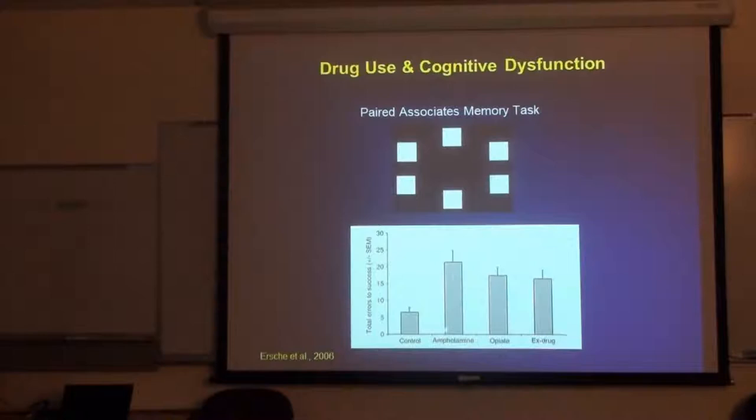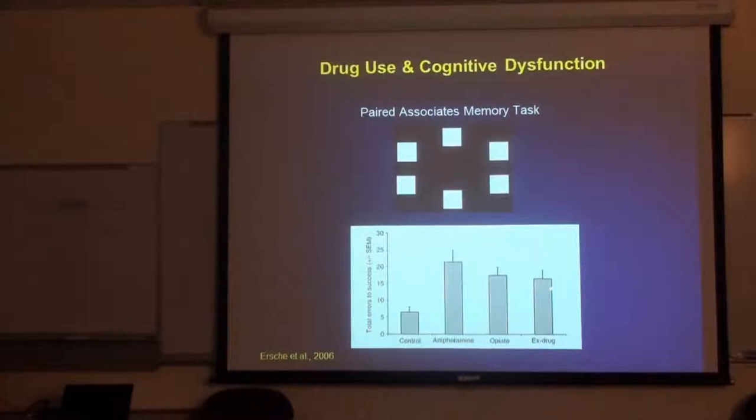These individuals who have a history of amphetamine abuse show a significantly higher number of errors. So they suggest that they have a deficit in memory function, paired associate memory. You can see here that there's some suggestion that this might be especially bad in individuals who are amphetamine users. Opiate abusers also have deficits, but they don't appear to be nearly as bad, at least in this sample, as people who have amphetamine abuse.